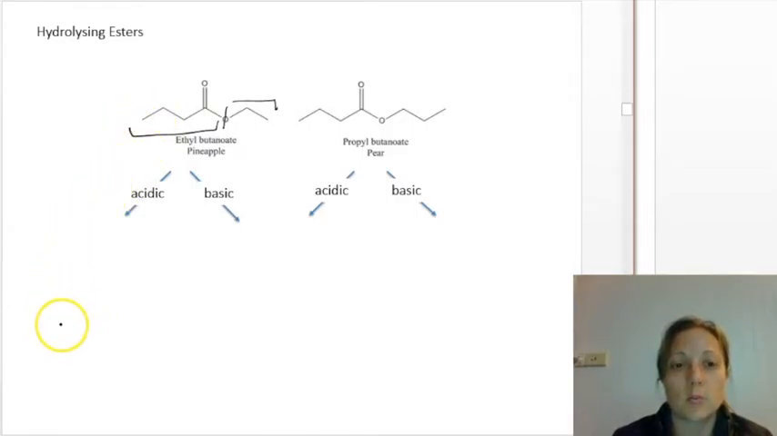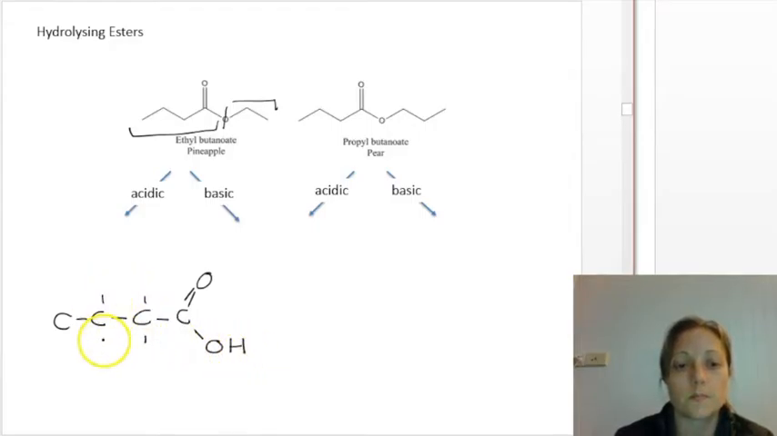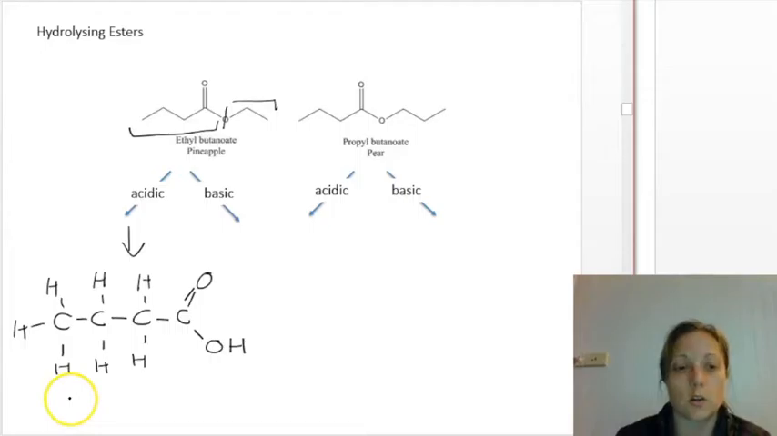So what we'll end up with is butanoic acid. It's acidic conditions, so we're not going to get the ion because we'll actually add that hydrogen back on. So that's our acidic conditions. We've got butanoic acid here as one of the products, and for the other, the ethyl part, we're going to have ethanol. So ethanol is formed as well.